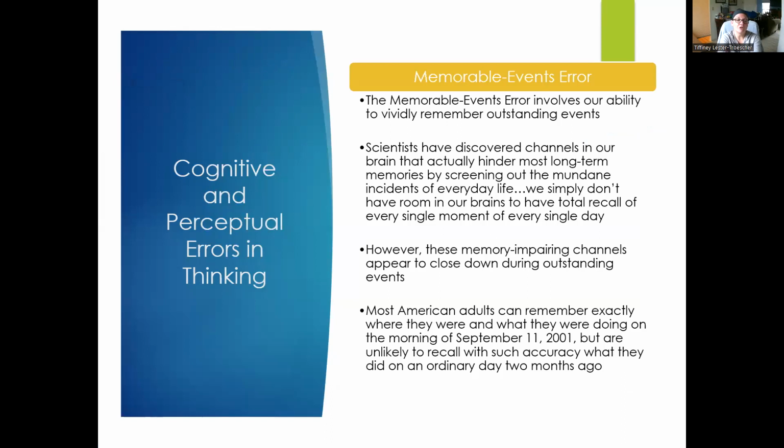We also have what's called memorable events error, right? So this one is not going to be that surprising. It might be surprising how it affects critical thinking, though. Memorable events error is our ability to vividly remember outstanding events, big, impactful events. And we know this, right? We know this happens, right?